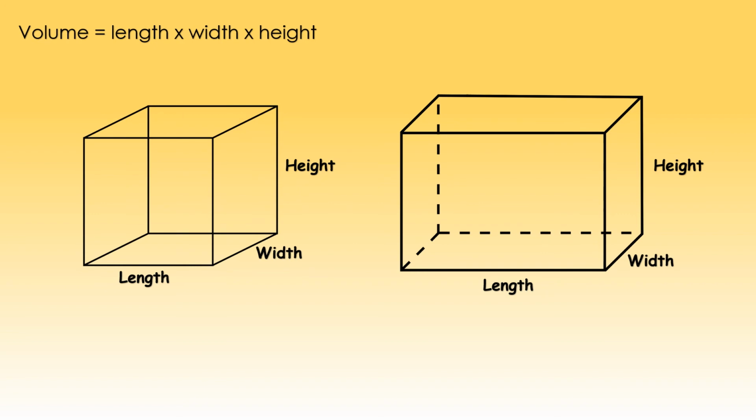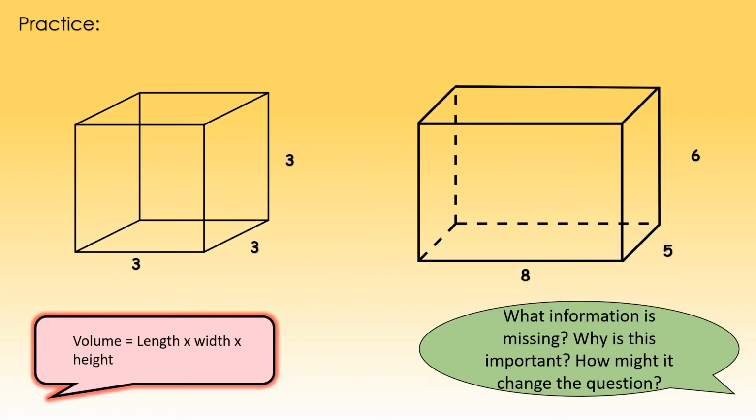So again, looking at this volume formula, length times width times height, for a cube or a cuboid. So again, have a practice, just quickly. What information's missing? Could you change the question? Could you put this into a word problem maybe, so that I can see in your resources? That would be really, really good. Just play around with it and have a see.